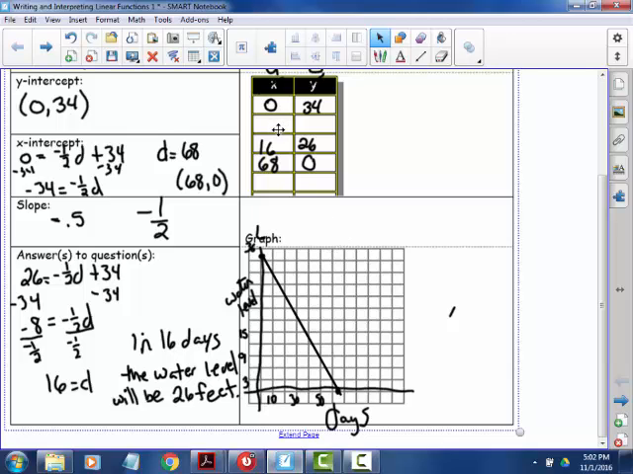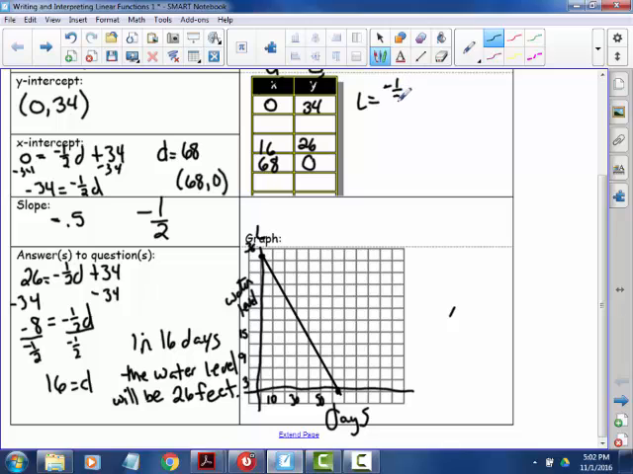Let's see, I might want to put a few more points in my table. I think for that, I might just choose some days and insert it in my equation. So let's say we could go 8 days here. So L equals negative 1/2 times 8 plus 34. No, half of 8 is 4. So negative 4 plus 34, L would be 30.